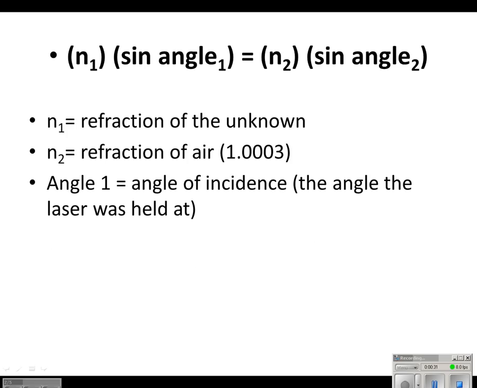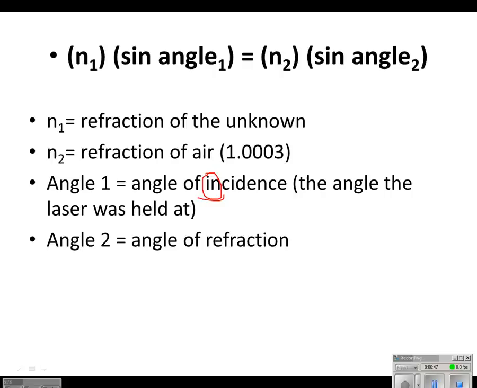Angle 1 is the angle of incidence where the laser was held at in our lab. If we look at the word incidence, you can remember this is the incoming light, so that you can remember that as angle 1. And then angle 2 is going to be the angle of refraction, or the angle of the light that's going out of the liquid medium.